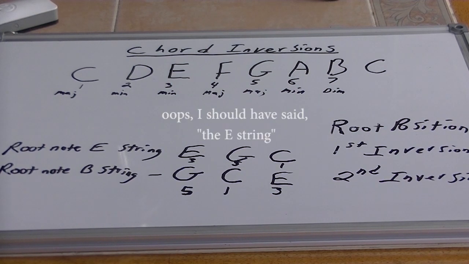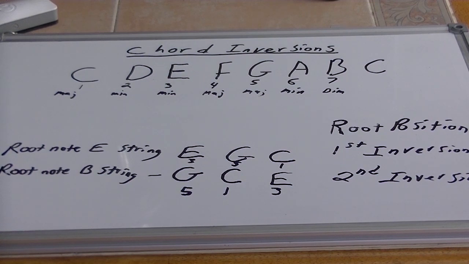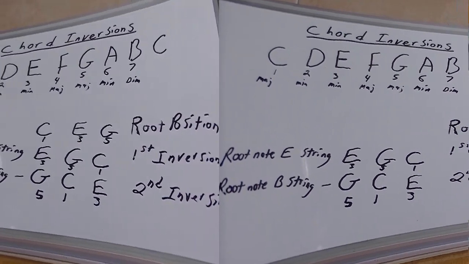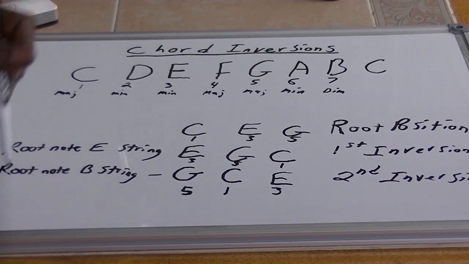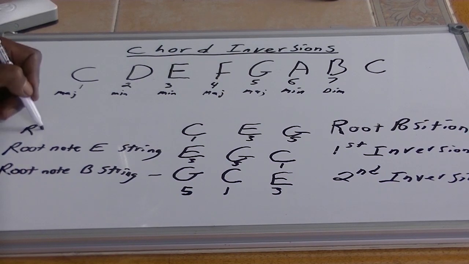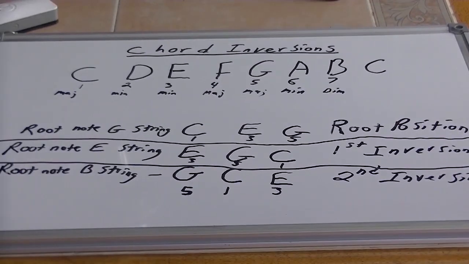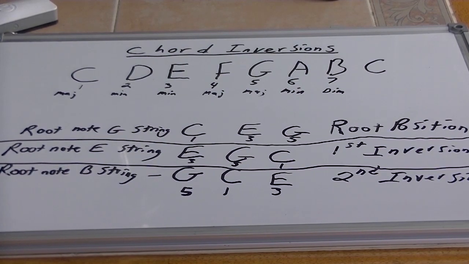So finally, let's take a look at the chords we've been playing that have their root notes on the G string. So these are the root position chords. And I'm just going to write that over here. So what you can see is we have three separate fingerings, and each chord fingering represents an inversion.